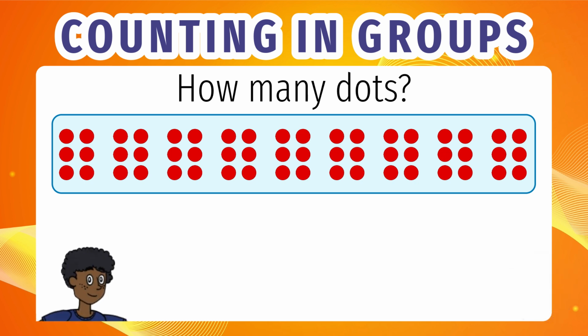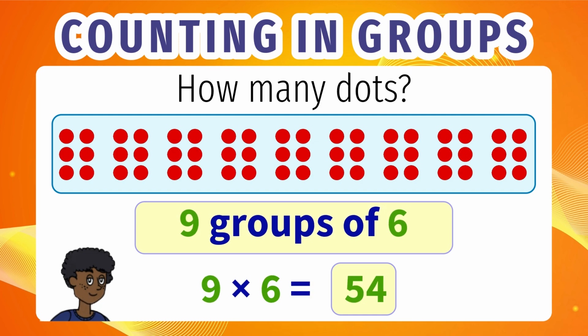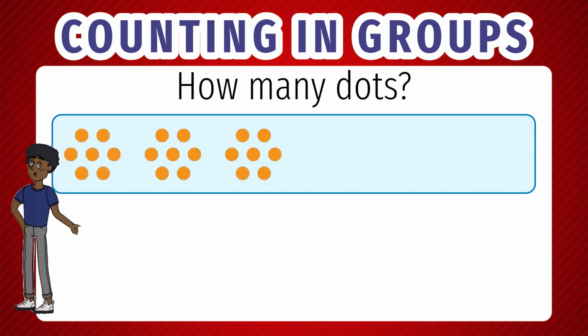There are 9 groups of 6. 9 times 6 is 54. There are 54 dots. How many dots are shown now?